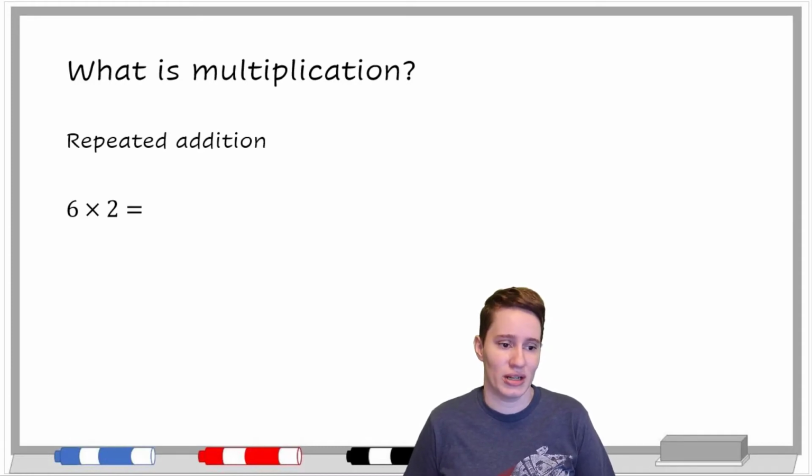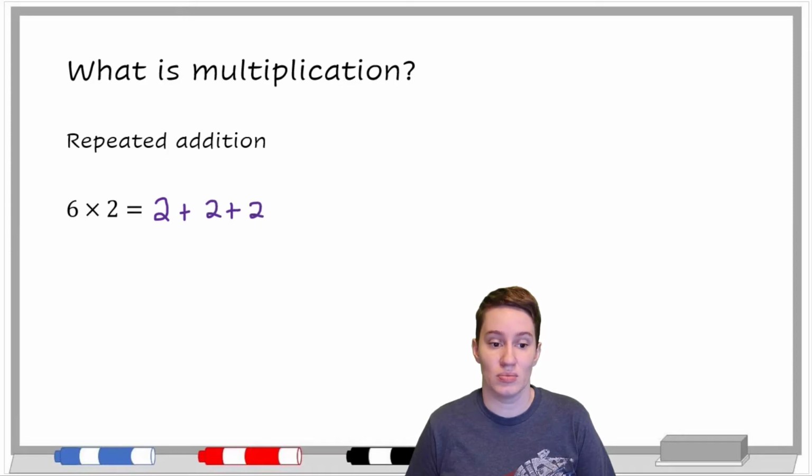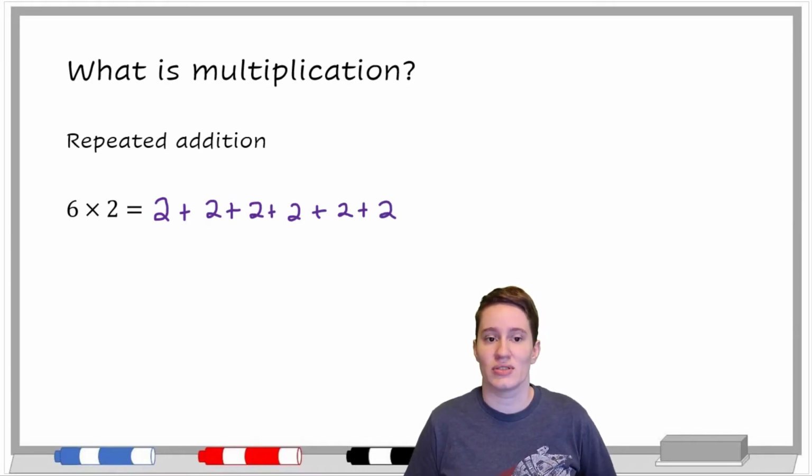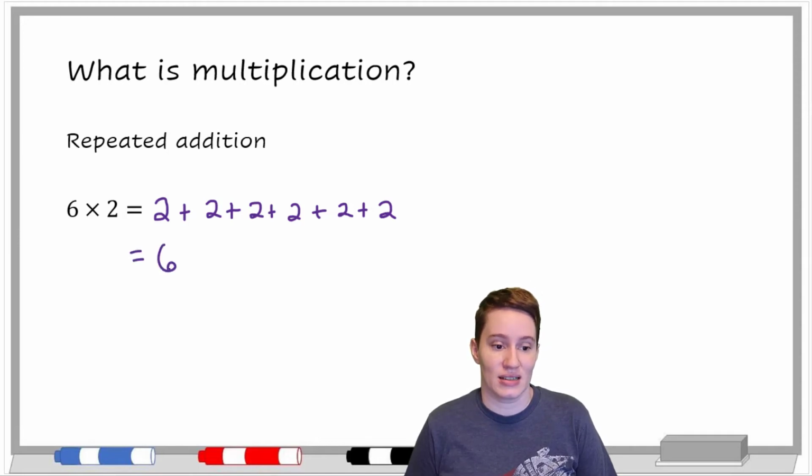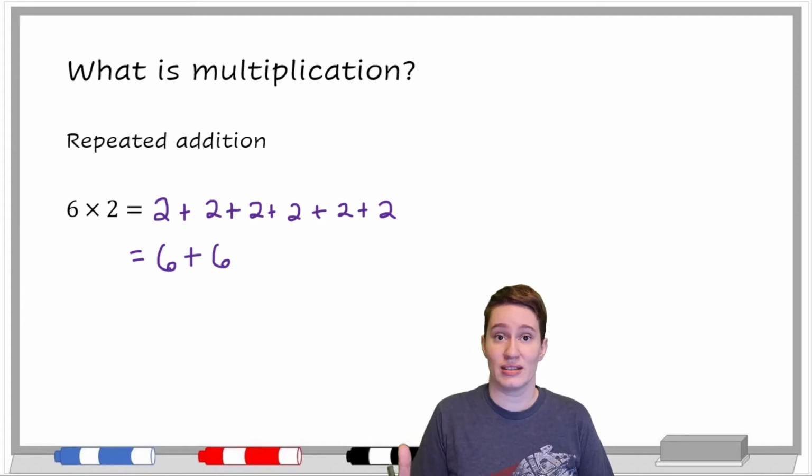You might have seen something like 6 times 2 written out as 2 plus 2 plus 2 plus 2 plus 2 plus 2. There's 6 twos there, right? So 6 times 2 is another way of saying add 2 together 6 times, but it also is a way for us to say 6 plus 6, right? Aren't those two things the same?